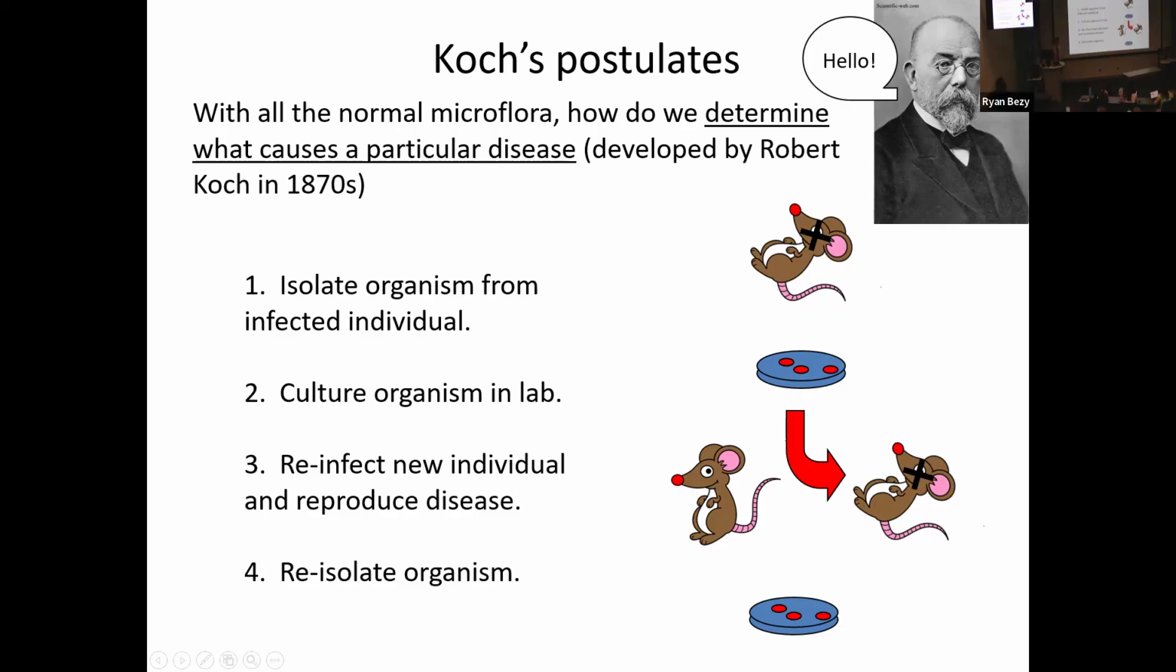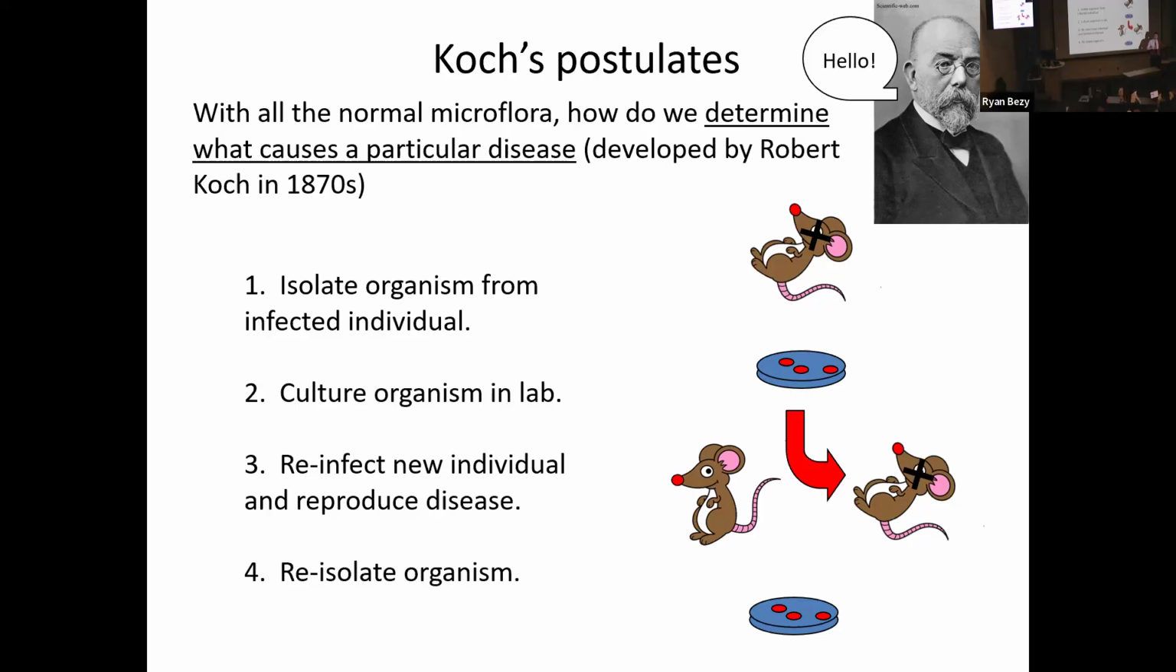It was developed by Robert Koch, who was an early microbiologist. What he did is he came up with a series of steps to identify the agent, the microorganism species that causes a particular disease. First off, if you've got a sick, infected individual, you isolate microorganisms from that infected individual. You then culture those organisms in the lab. But maybe you take a sample from that infected individual, and what you get is like 10 different species. Okay? You grow them on a plate.